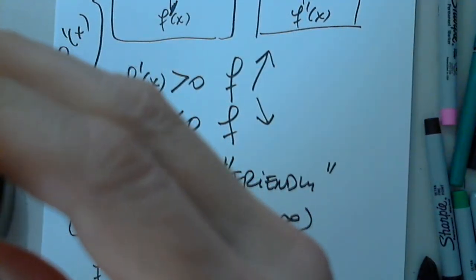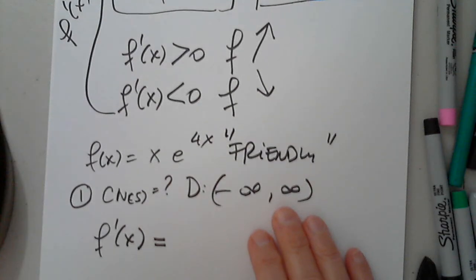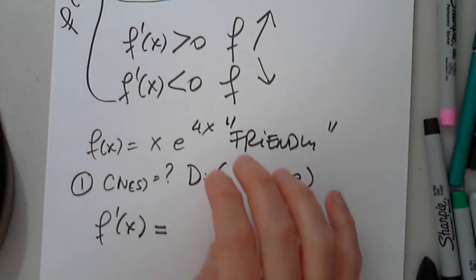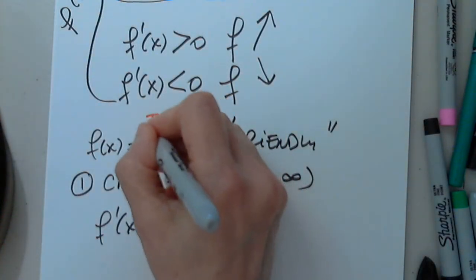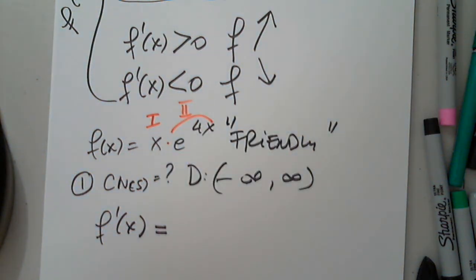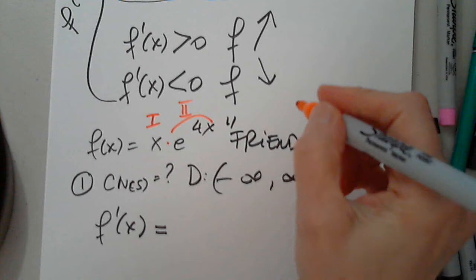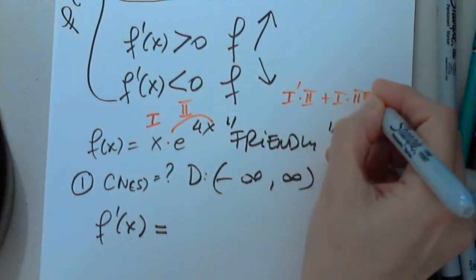Anyone? The log rules. We are differentiating. We are not solving equations. Look at the function and say, oh, it's the product rule. Exactly. Very good. Function 1, function 2. Awesome. Remember the rule. If you don't, write it on the side. 1 prime times 2 plus 1 times 2 prime.